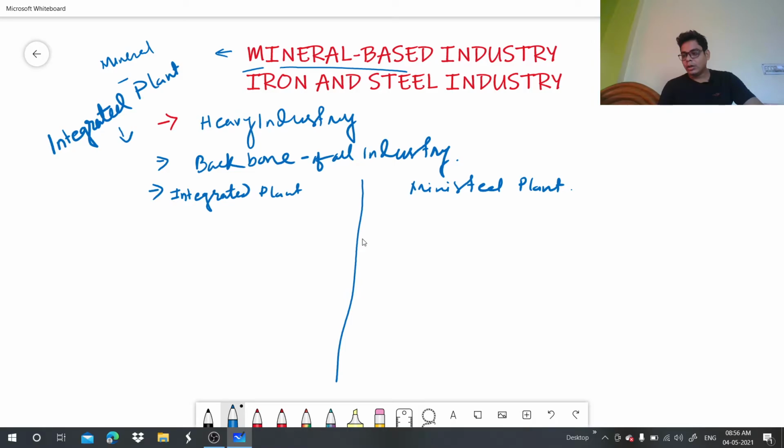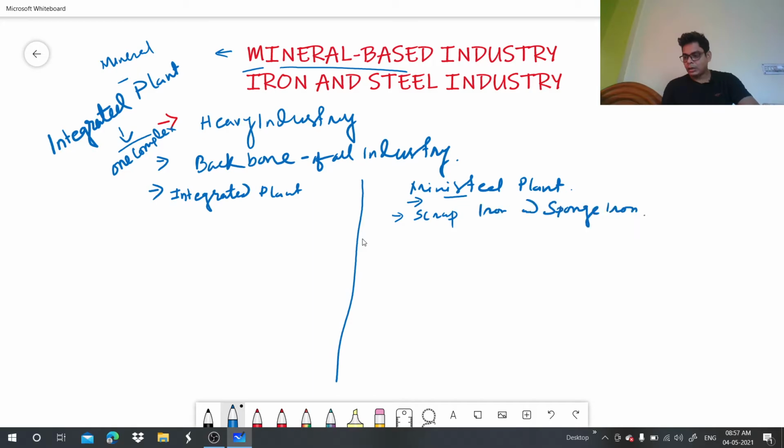Then the mini steel plants are decentralized secondary units. In a mini steel plant, one sector is used only for melting, another for shaping, and another for rolling. So these are different sectors. They use scrap iron and sponge iron, which are easily available. So in the mini steel plant they use scrap iron and sponge iron.